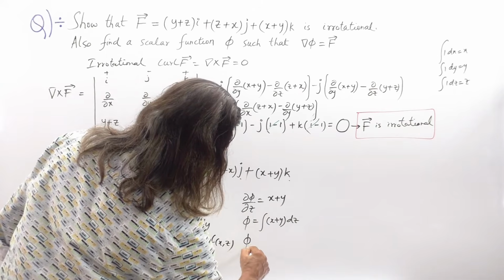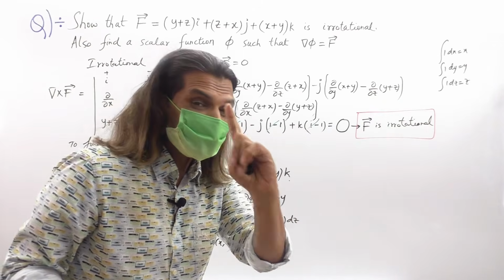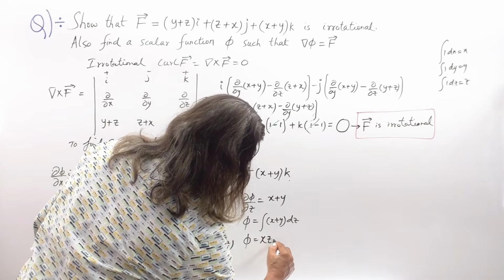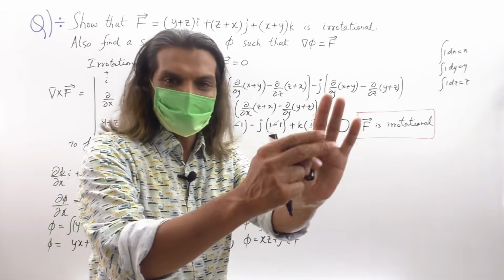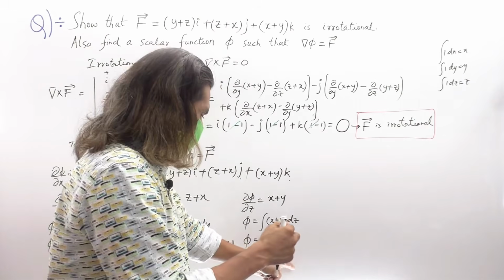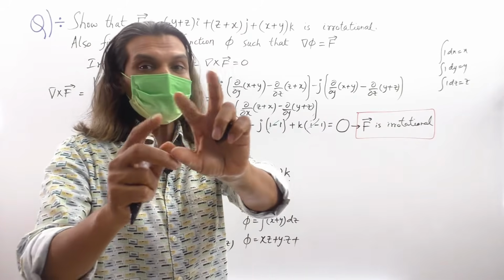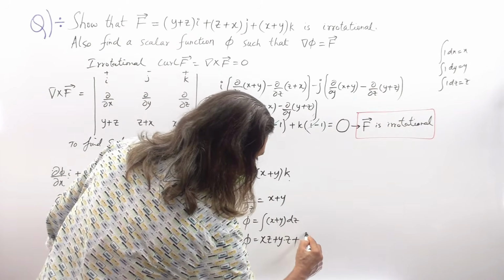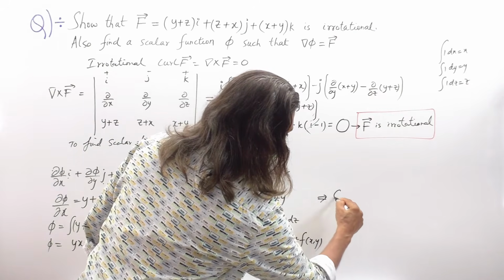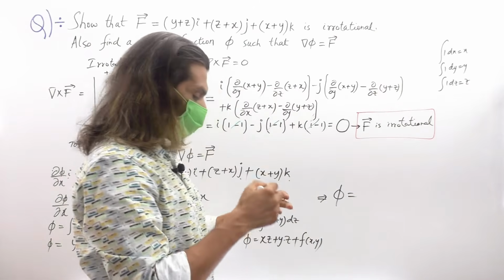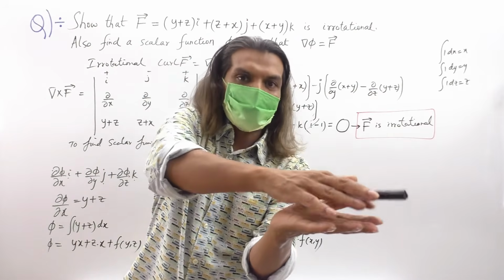So phi will be equal to, now x is as it is, there are no z terms here, the integration of 1 is z, plus y z as it is, and lastly, since we are integrating with respect to z, x and y remain. So the constant function is f of x comma y. That implies phi is equal to, now see here, I am writing a function.